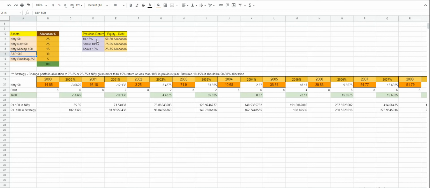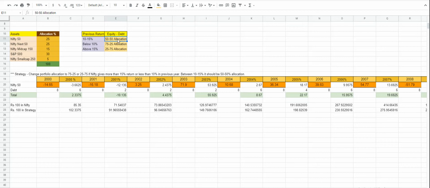And if the previous year return is between 10 to 15%, okay? If it's between 10 to 15%, then the equity and debt allocation should be around 50-50%. So if you have 100 rupees and last year the return of Nifty was say around 11%, so this year 50% I'm going to put it in debt funds. Debt funds can be a mixture of corporate bonds, low duration funds, liquid funds. You can just mix it up a little bit, and that's debt funds.